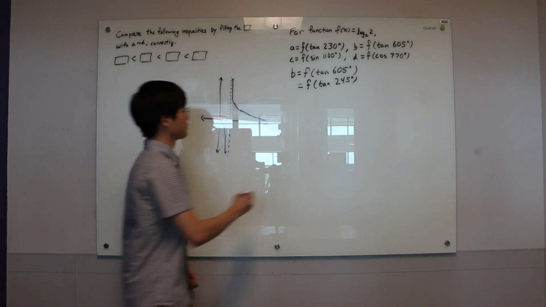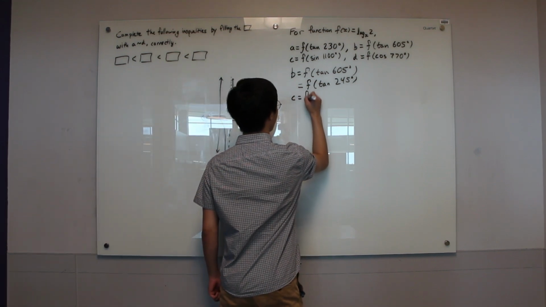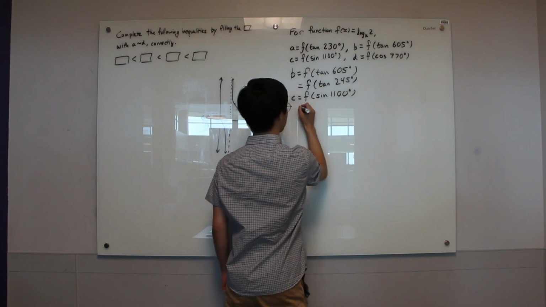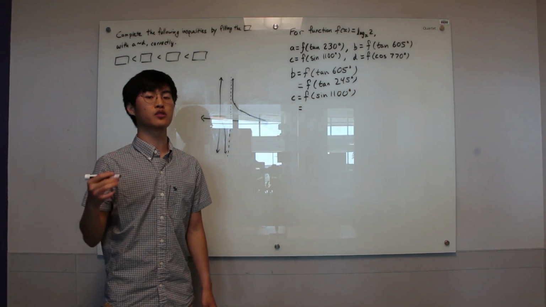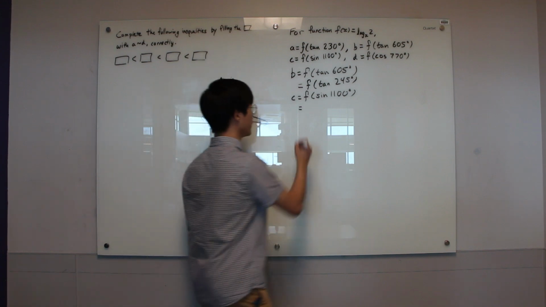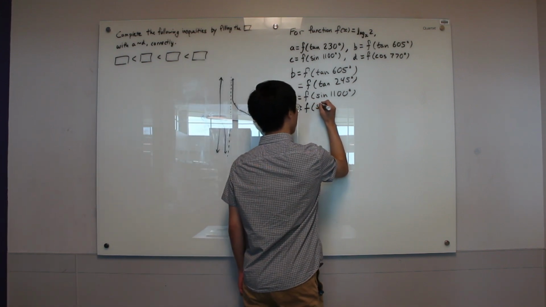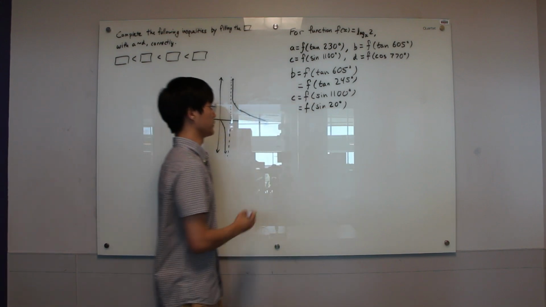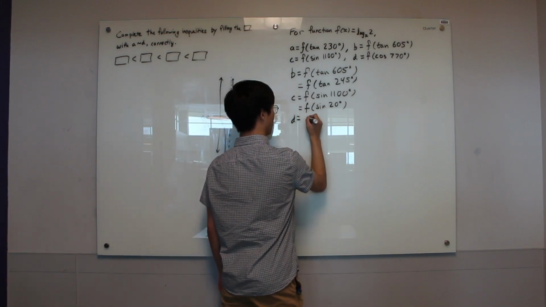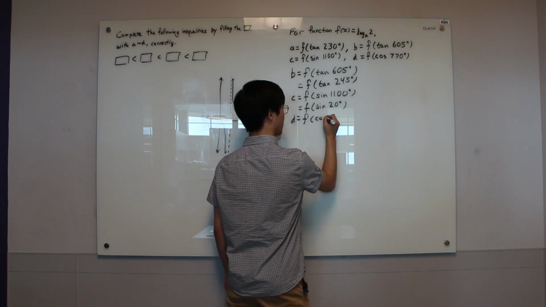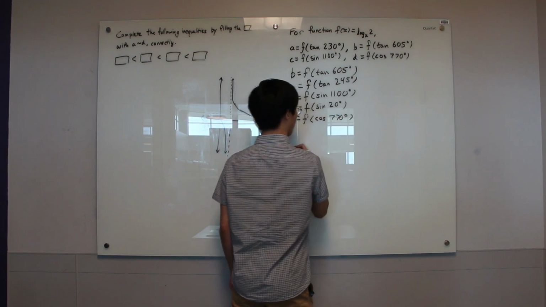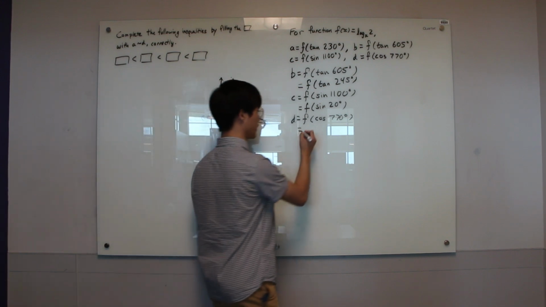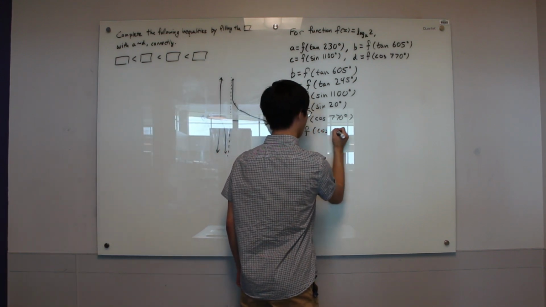How about C? C is equal to f of sine 1100 degrees. And we'll notice that 360 goes in 3 times, or 1080. So this is the same as saying function of sine 20 degrees. And then lastly, we have D. D is equal to function cosine of 770 degrees. And we can see that 360 goes into it twice. So we can say that this is the same as saying cosine of 50 degrees.